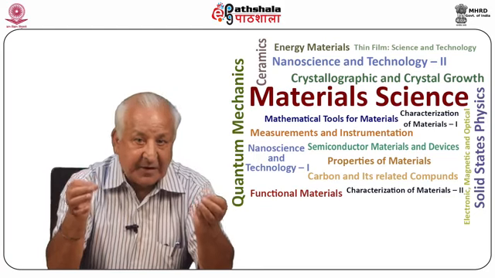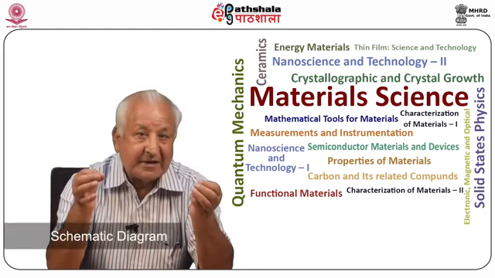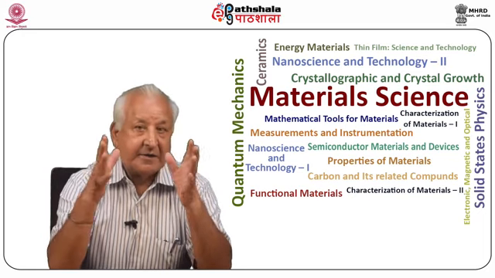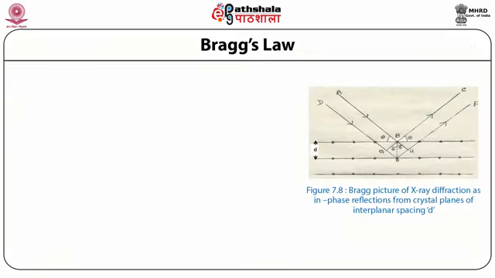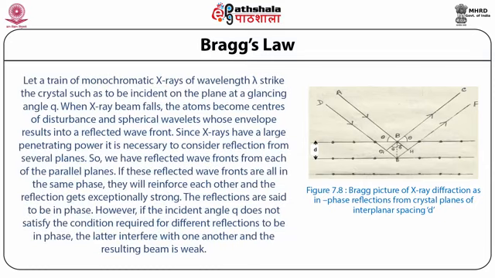Planes with interplanar spacing small d are shown in a schematic diagram of figure 7.8. Figure 7.8 illustrates Bragg picture of X-ray diffraction as in-phase reflections from crystal planes of interplanar spacing d. Let a train of monochromatic X-rays of wavelength lambda strike the crystal such as to be incident on the plane at a glancing angle theta. When the X-ray beam falls, the atoms become centers of disturbance and spherical wavelets whose envelope results in a reflected wavefront.